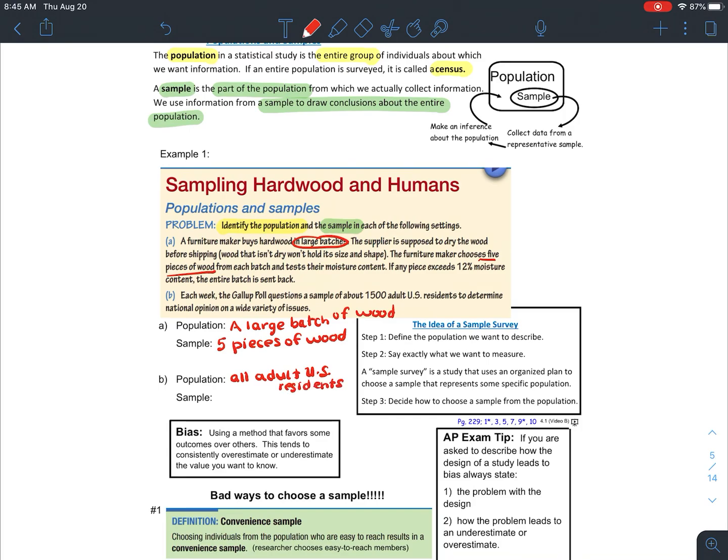Okay, now let's think about the sample. The sample is how many of those adult U.S. residents are going to be selected, and it mentioned that they would be choosing 1,500 adult U.S. residents for this particular Gallup poll.